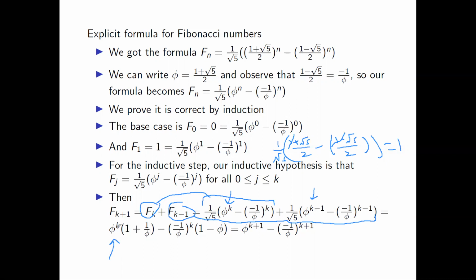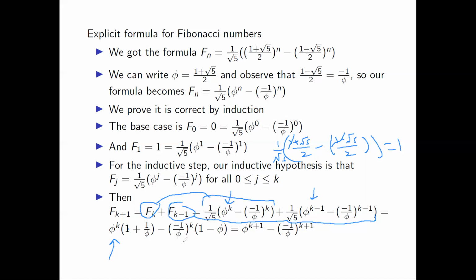So if we pull a phi to the k out of a phi to the k, it leaves us with a 1 right here. If we pull a phi to the k out of a phi to the k minus 1, it leaves us with a 1 over phi right here. So that's why we got a phi to the k times 1 plus 1 over phi. Now let's look at these negative 1 over phi terms. We got minus, and then a negative 1 over phi to the k, and then over here we got minus, and then a negative 1 over phi to the k minus 1.